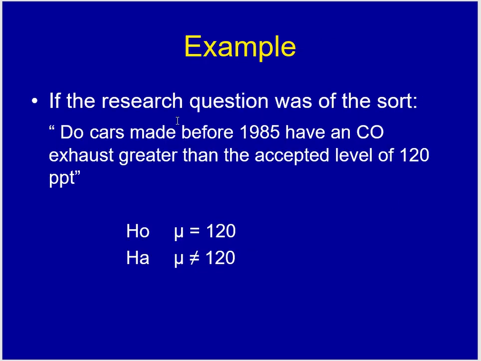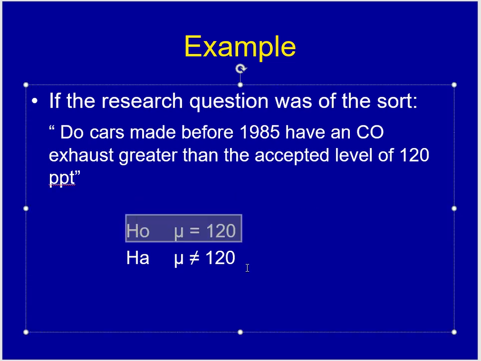Okay, so here's another example. Do cars made before 1985 have a CO exhaust greater than the accepted level of 120 ppt? Again, notice that the null hypothesis is mu, so I'm using a population parameter, and it's equal to 120. Why equal 120? Because remember, the null hypothesis assumes innocence, so it takes things at face value. We're going to start by saying that the cars are innocent. It means that their exhaust is at the accepted level, which is 120.